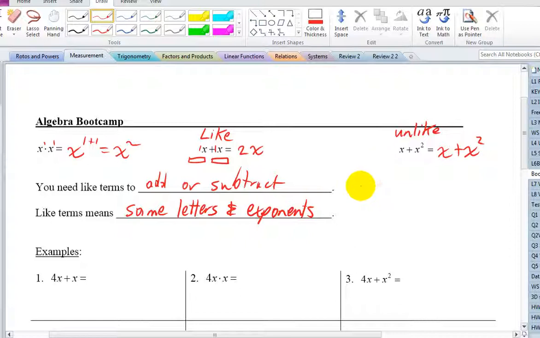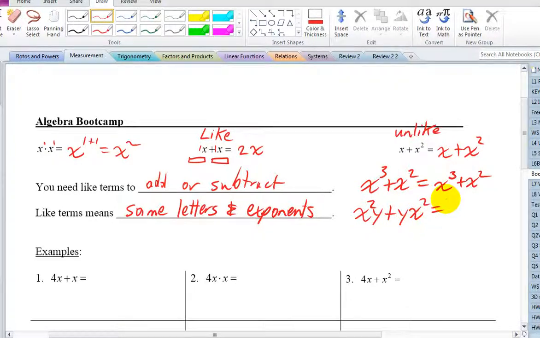So here if we have x cubed plus x squared, that equals unlike terms. X cubed plus x squared. If we have x squared y plus x squared, even though they're in different order, they're actually like terms. So we'd have 2x squared y. So watch the letters and the exponents.